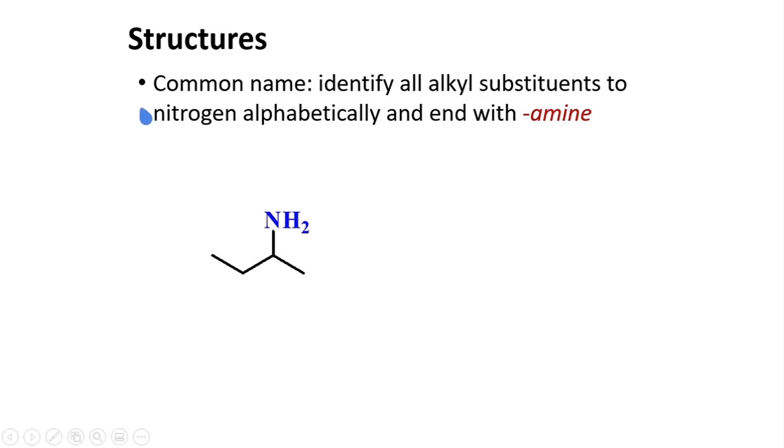Many amines have common names. Usually, we identify all alkyl substituents on the nitrogen alphabetically and end with amine. For example, in this case, the nitrogen is attached to a secondary butyl group. Thus, we call this sec-butylamine.